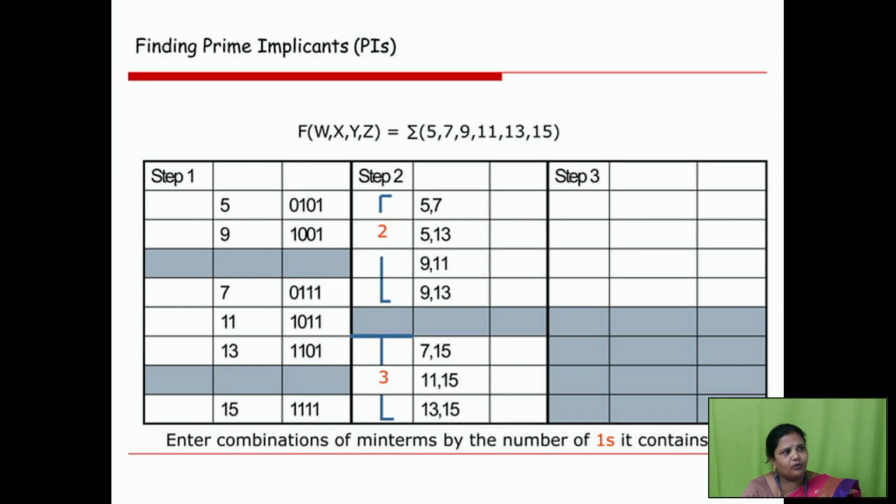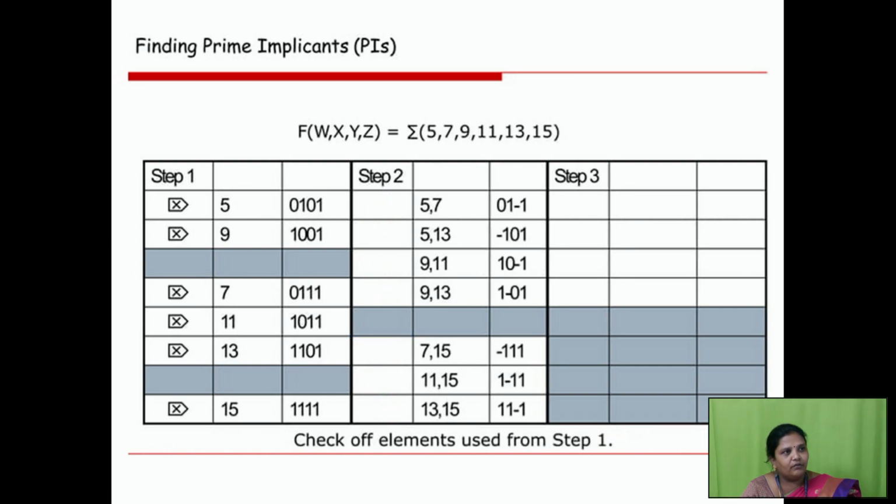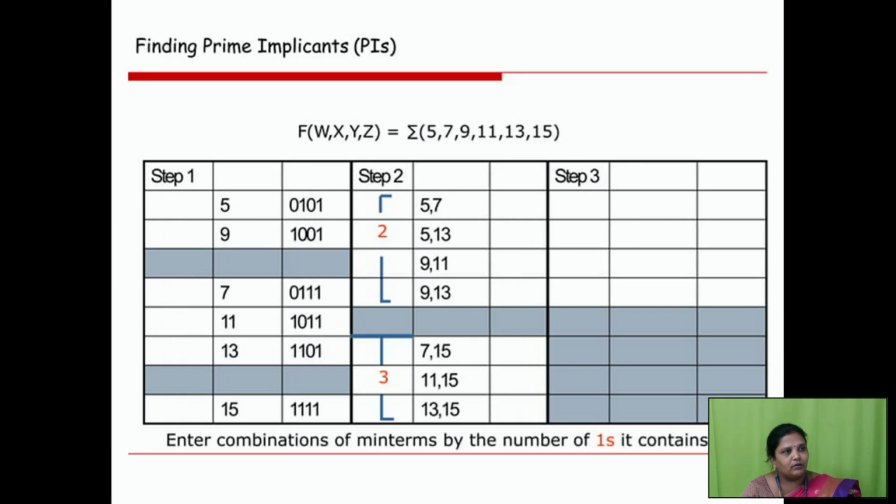Next we compare 9 and 7. When comparing 9 and 7, the first, second, and third positions are changing, so we should not take this into consideration. Next we go with 9 and 11. Here the third position is changing. So while writing, we write 1 0 dash 1.